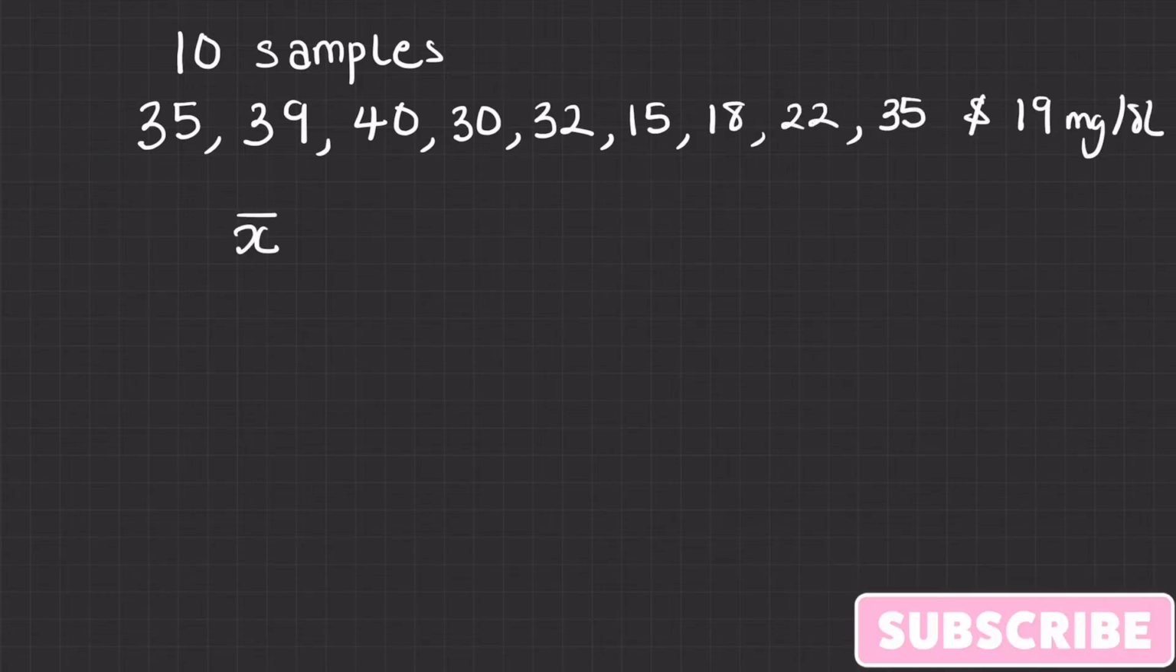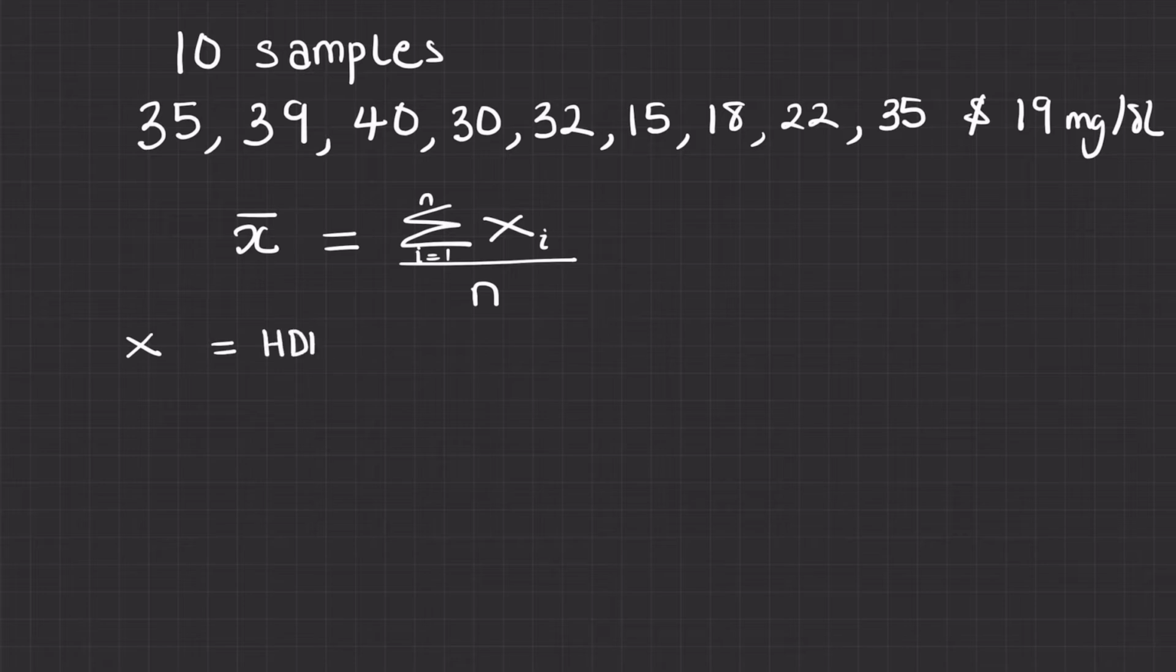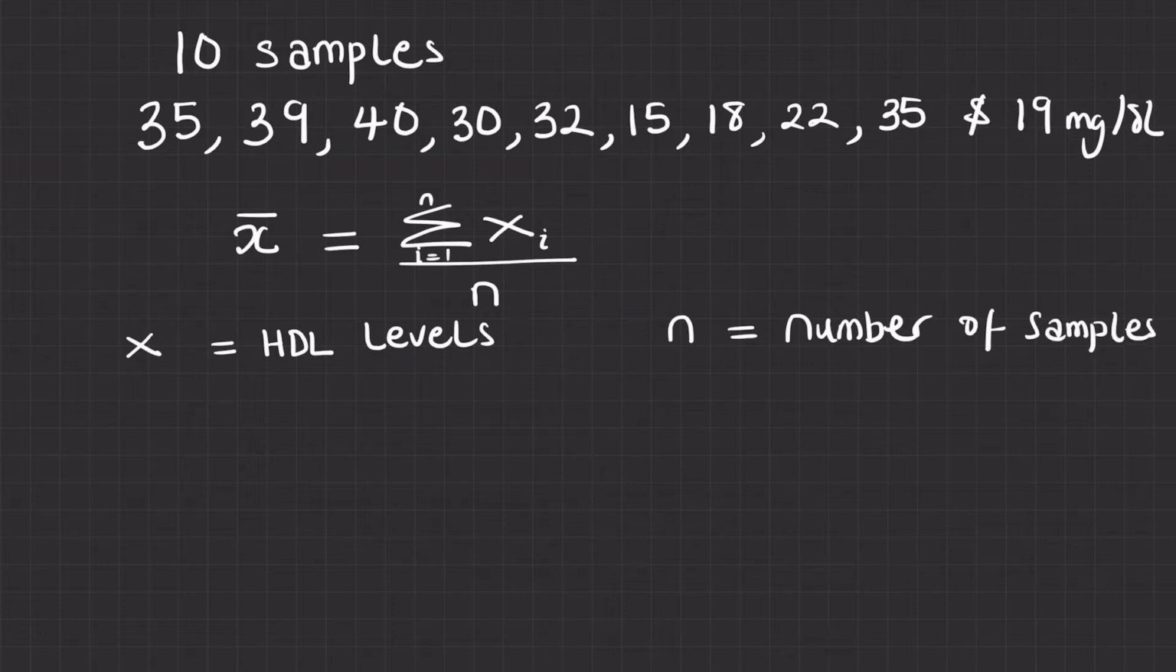So to find the mean, we use the simple formula x bar is equal to sigma x divided by lowercase n. Here, x is the HDL level and lowercase n is the number of blood samples that we have, which is 10. So we just add up all the values of the HDL levels to get that summation x. And here n is the number of samples, which is equal to 10.